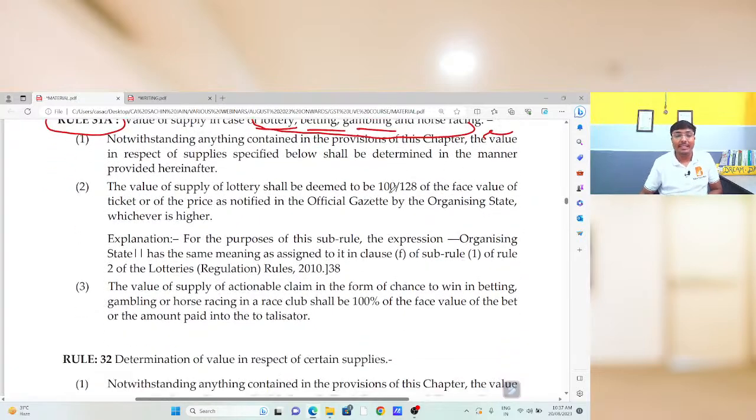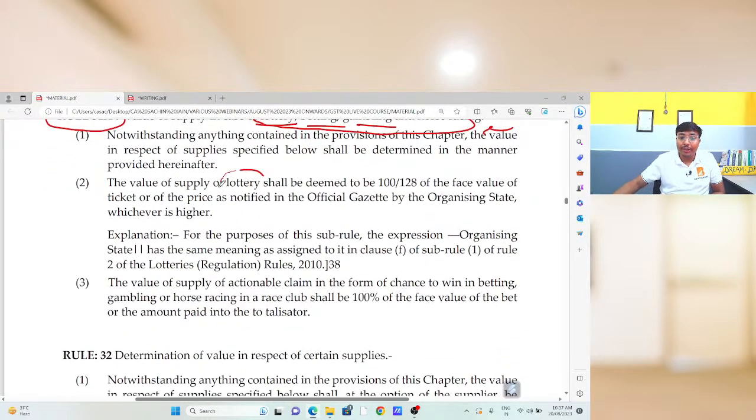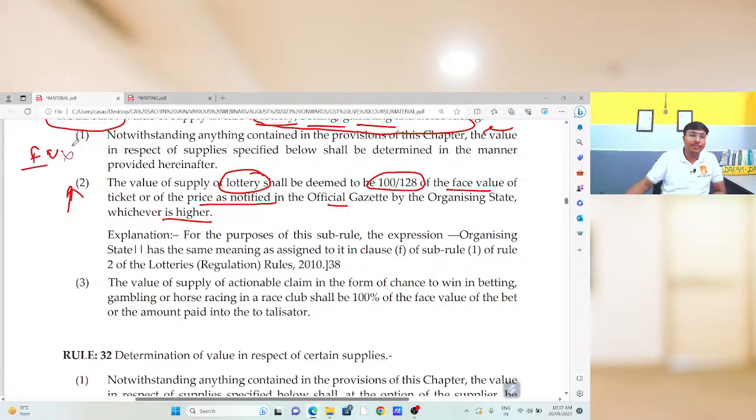So rule number 31A says the value of supply in case of lottery is specifically applicable in case of lottery, and the value of supply will be deemed to be 100 divided by 128 of the face value or the price notified in the official gazette, whichever is higher. That means you just need to do your face value multiplied by 100 divided by 128, or the price which is notified in the official gazette. Of the two, whichever is higher, that will be my value of supply in case of lottery. This is a specific provision in case of lottery.